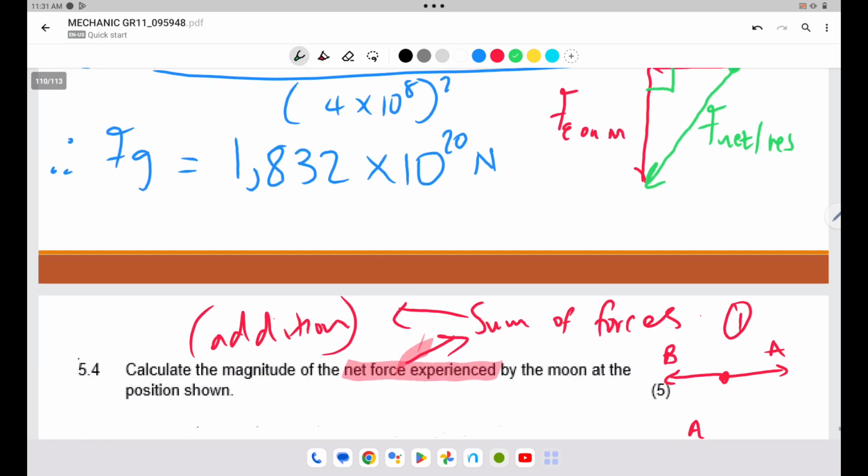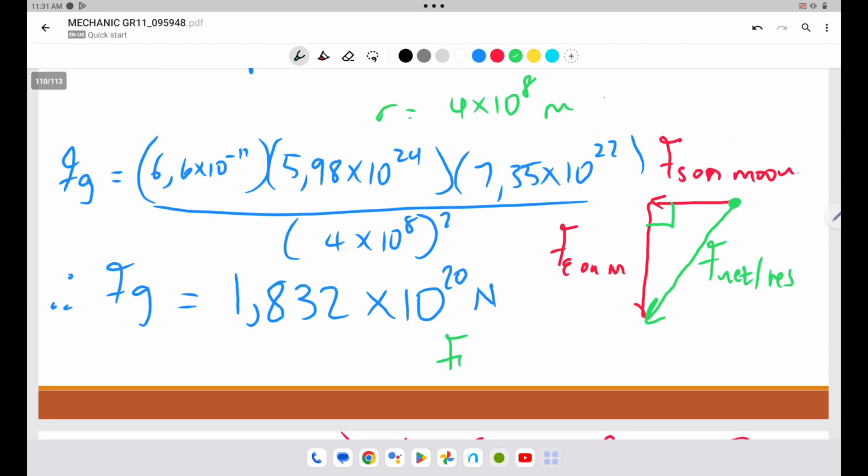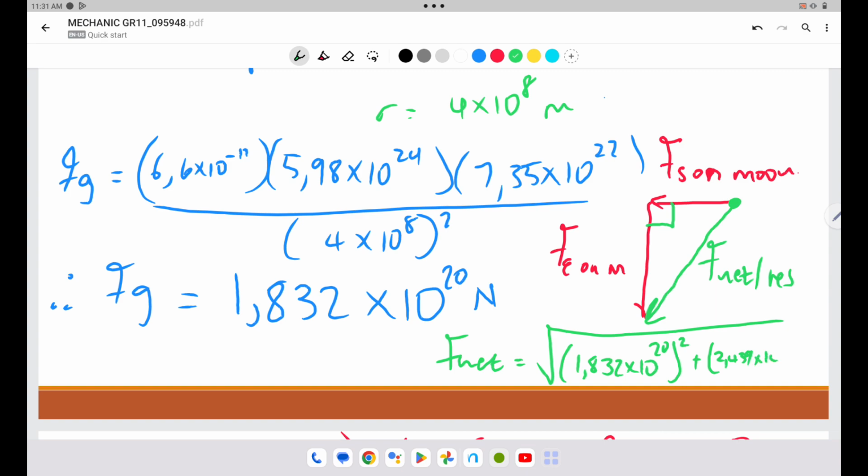So if we want the resultant F net, according to the theorem of Pythagoras, it will be the square root of 1,832 times 10 to the power of 20 all squared, plus the other one was 2,439 times 10 to the power of 20 all squared. If I punch that on my calculator, it tells me that my net force will be, let us see, 1,832 to the power of 20 all squared plus 2,439 to the power of 20 all squared.